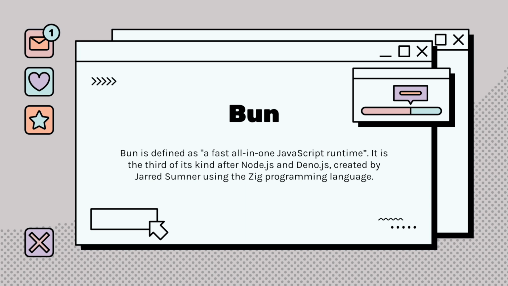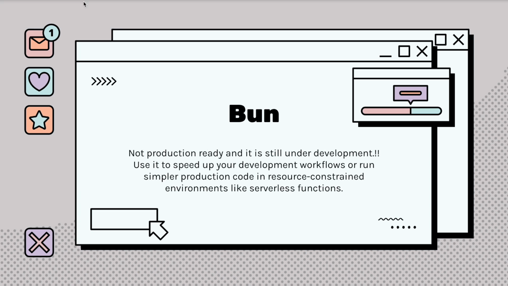Bun is designed as a drop-in replacement for Node.js. It natively implements hundreds of Node.js and web APIs, including fs, path, buffer, and many more. Though Bun has some striking features, it still is not production ready. It is still under development.